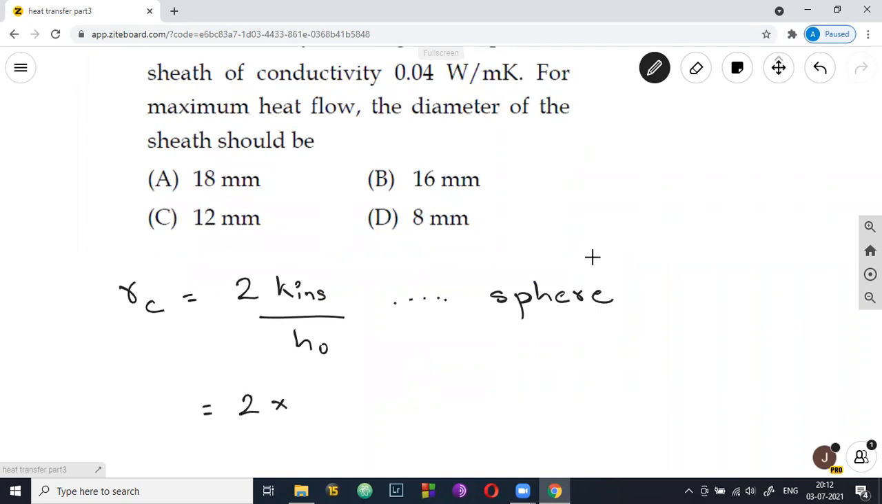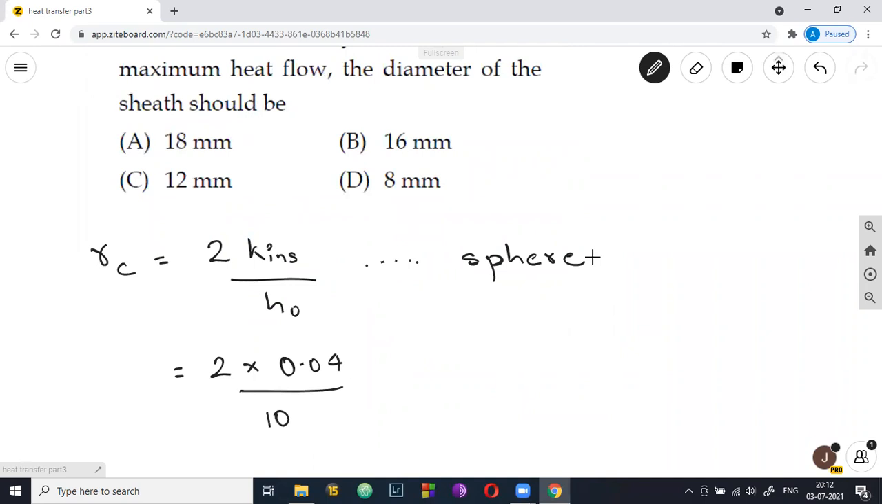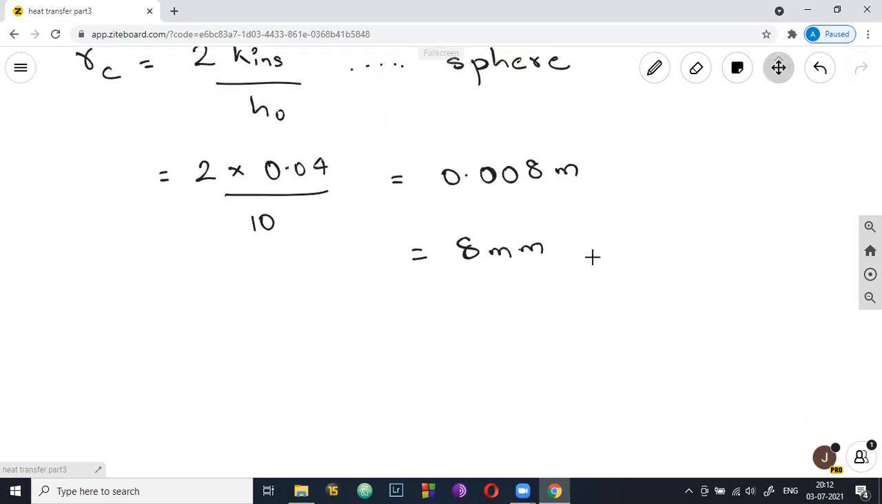So 2 into K insulation is 0.04 divided by heat transfer coefficient, which is 10. So when you solve it out, you get the answer as 8 mm. The answer is 8 mm. Okay, you get actually 0.008 meter. When you convert this into mm, you get 8 mm. So this is the RC value. So what is diameter of the insulation? 16 mm. 2 times of RC. Diameter of insulation will be 16 mm.